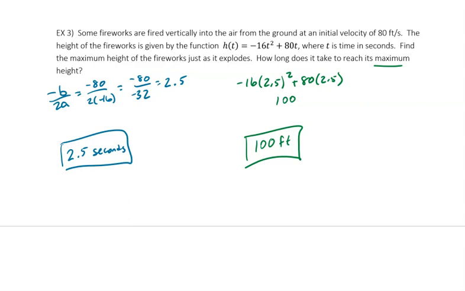All right, hopefully this made sense. Hopefully it gave you a little extra practice. Again, the main thing to remember is if it's in vertex form, vertex is really easy, just grab it off. But if it's in standard form, just don't forget this formula.